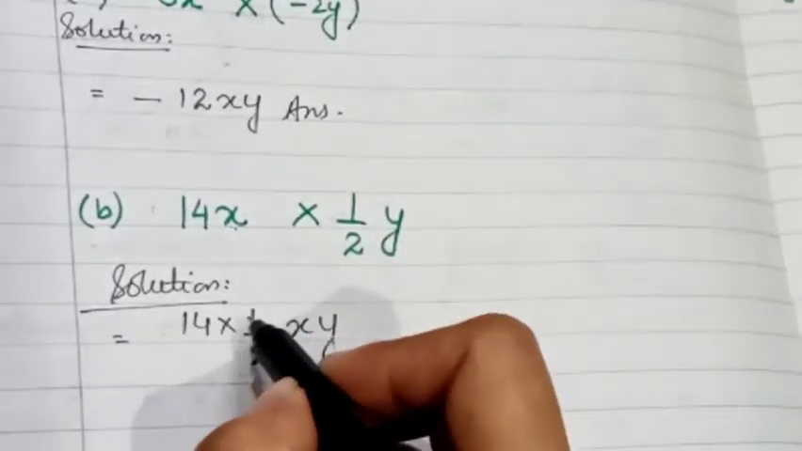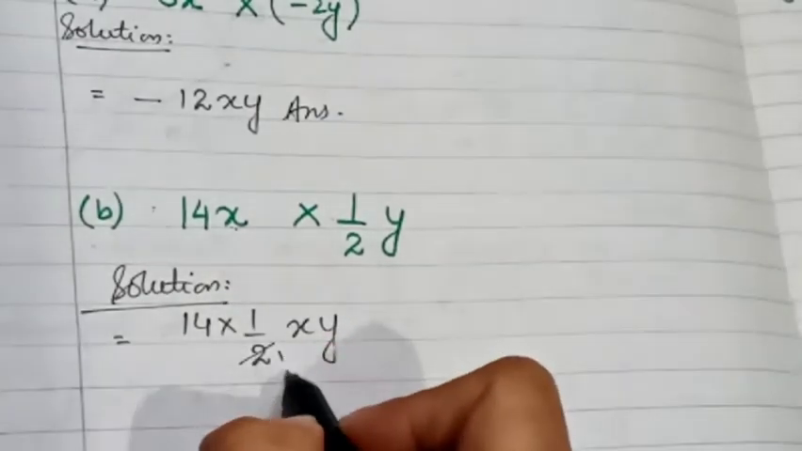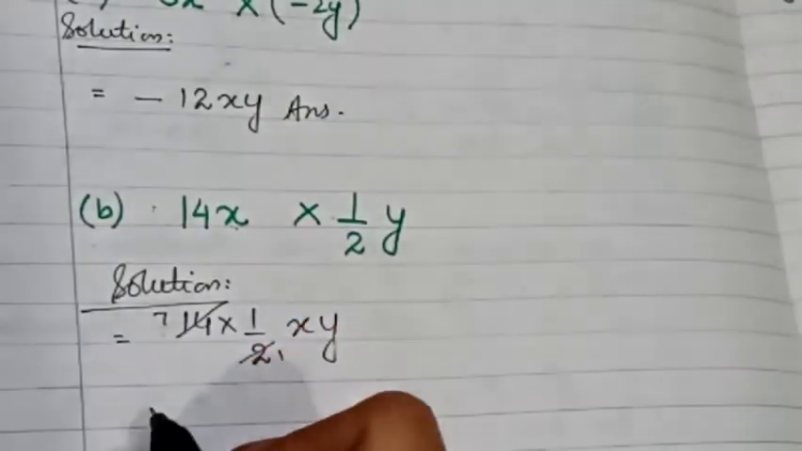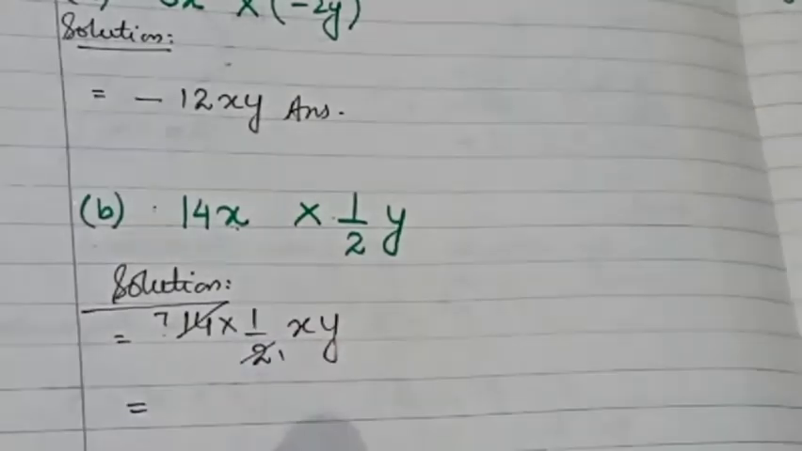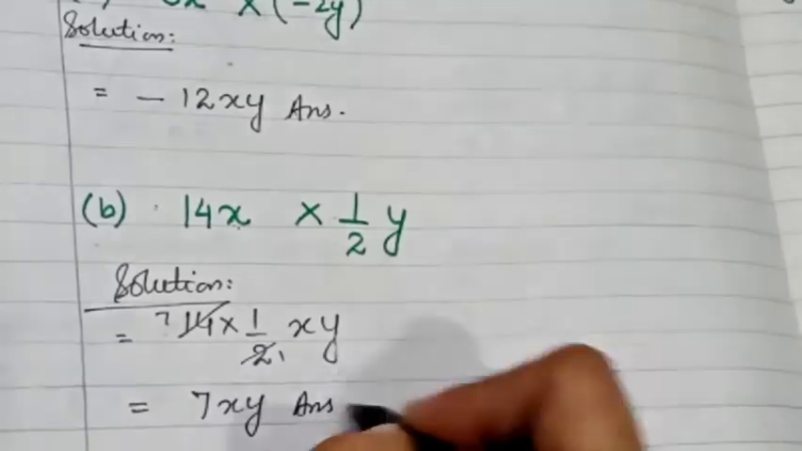So when we multiply 14 with half, we have to cancel them with each other. 2 ones are 2 and 2 sevens are 14. So we have 7xy. This is our answer.